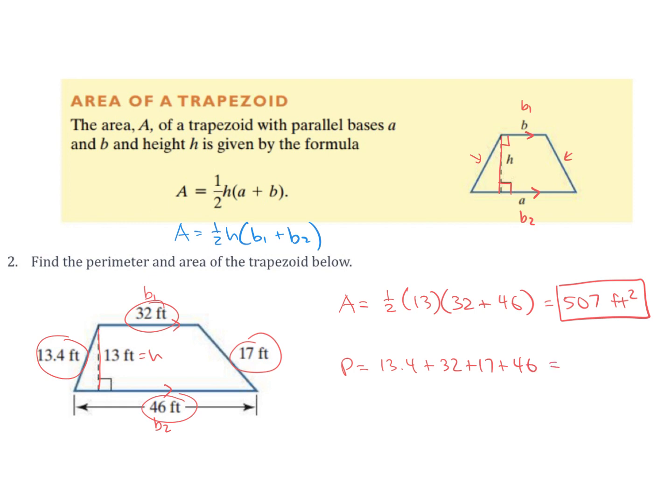I add them together and I get 108.4 feet. And notice I did not include the height in the perimeter. This inside length is not part of the perimeter.